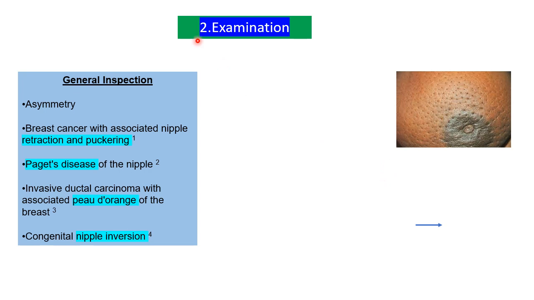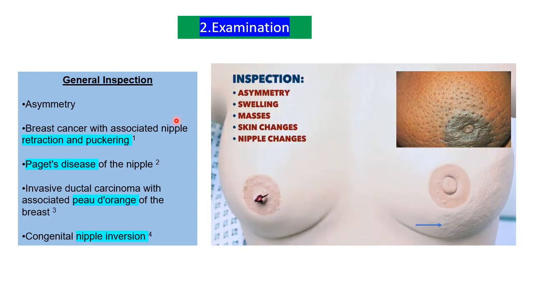Now, the second part after you have taken a complete history is your examination. Examination consists of general inspection. You look for asymmetry of the breast, obvious swellings or masses, skin changes, which I mentioned, discoloration, ulceration, or discharges, and the presence of nipple changes. Okay, usually they are inverted nipples, ulcerated nipple, or deformed nipple.